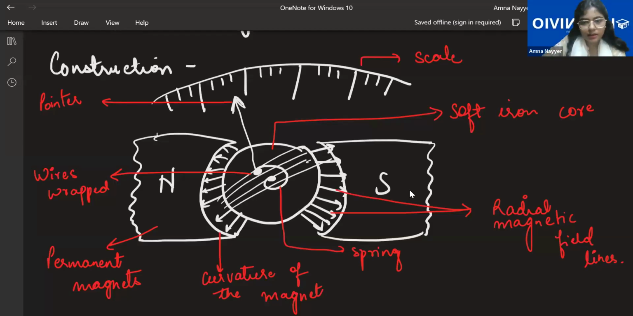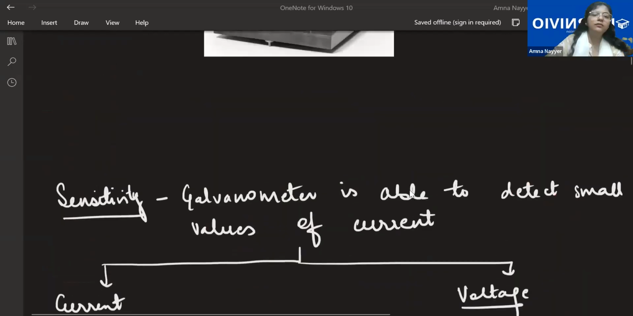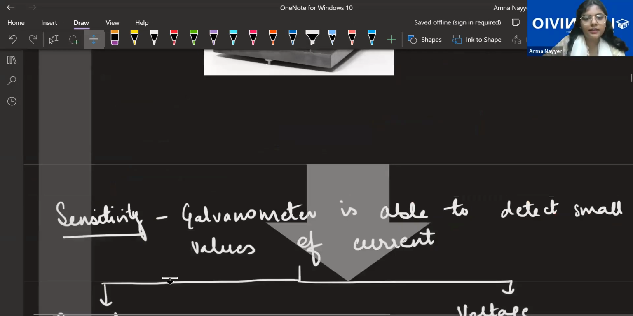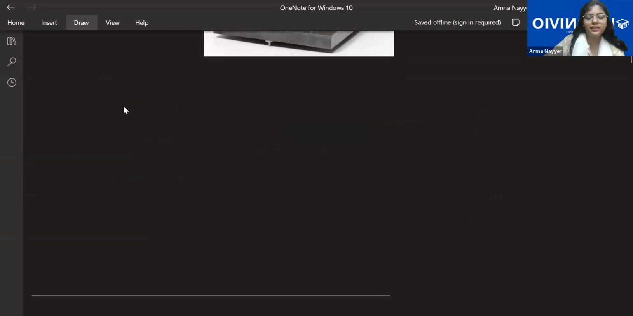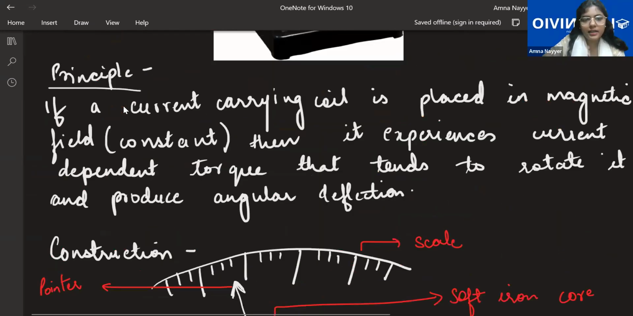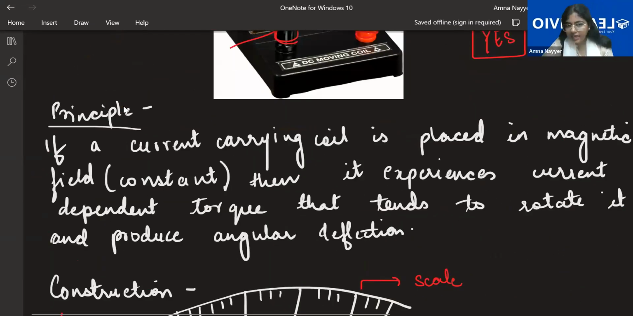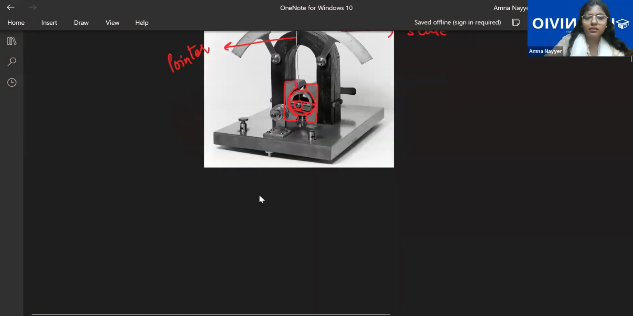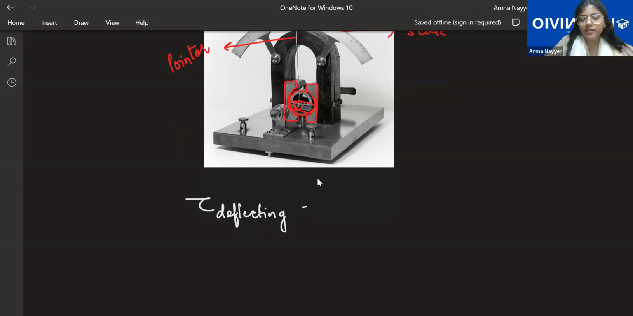Okay, so let's write the numerical part. See, this basically says that the principle says what? The principle says that if the current carrying coil is placed in a magnetic field where the magnetic field is constant, then it will experience a current dependent torque, okay, that tends to rotate and produce angular deflection. So here you will have a torque that is known as the deflecting torque. Means the torque that is deflecting the coil.